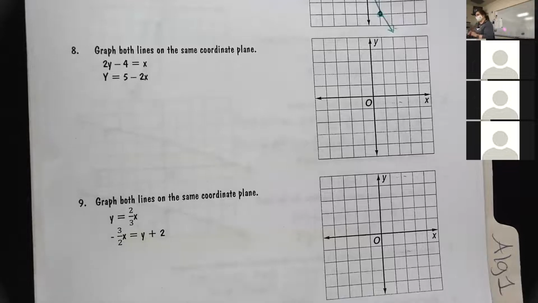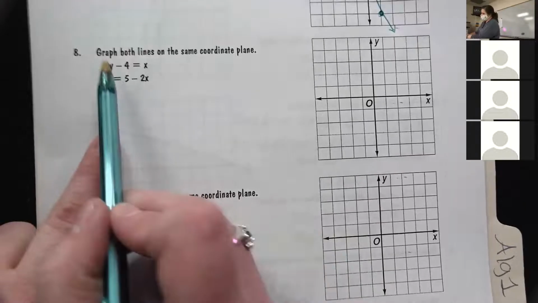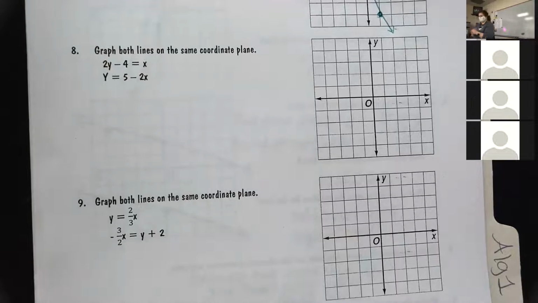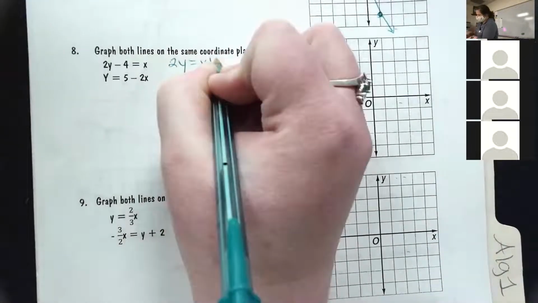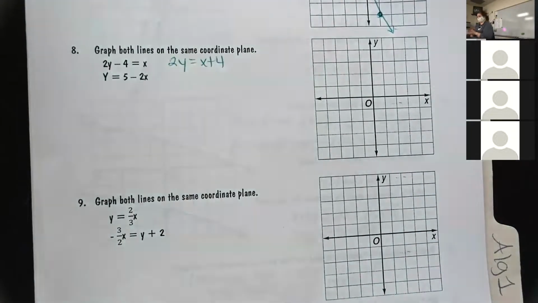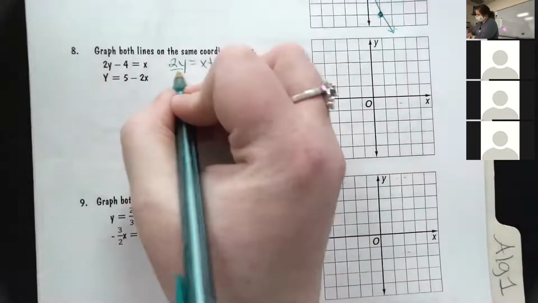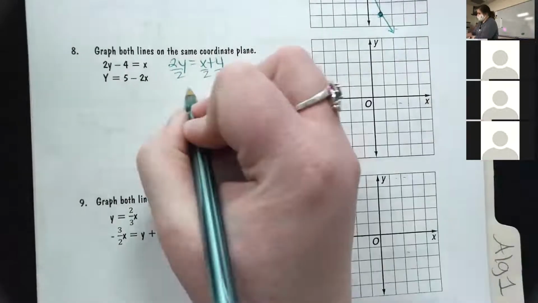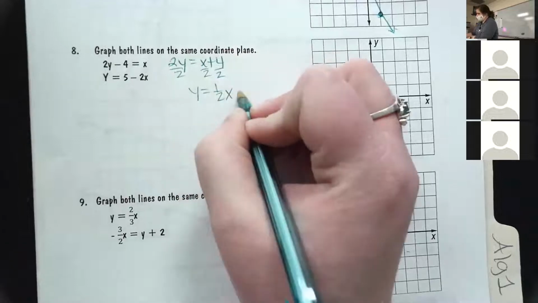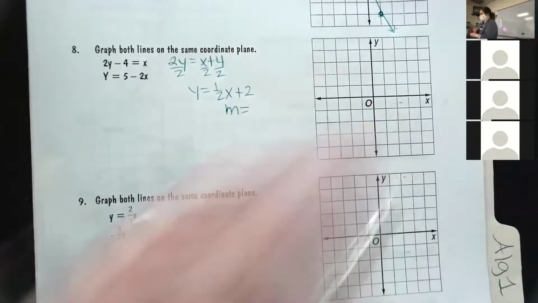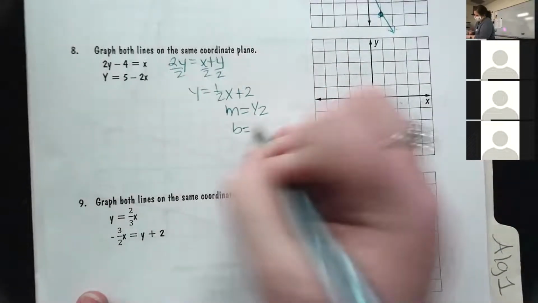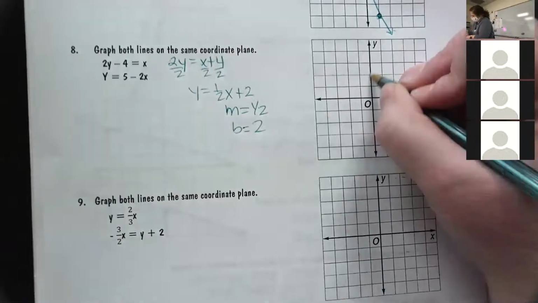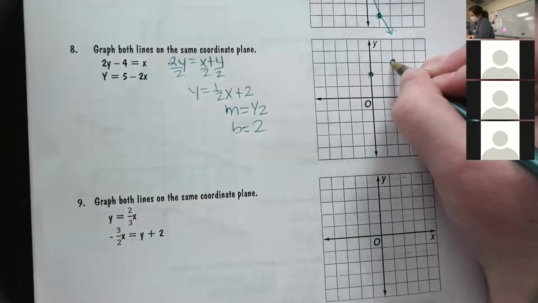All right, graph both lines on the same coordinate plane. Is this in my favorite form? No. What should I do first? Plus the 4 over. So I have 2y equals x plus 4. Now what? Divide by 2 on every single darn thing. So I have y equals 1/2 x plus 2. m is 1/2. b is 2. Start at 2. Up 1/2.